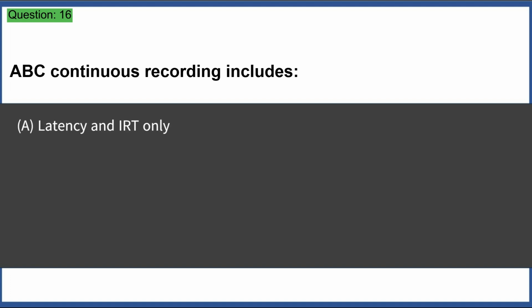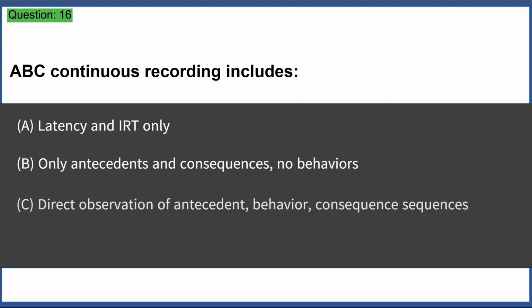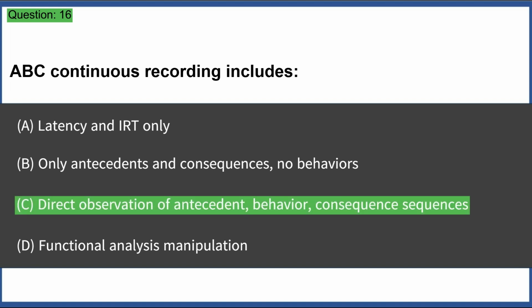ABC continuous recording includes A. Latency and IRT only. B. Only antecedents and consequences, no behaviors. C. Direct observation of antecedent, behavior, consequence sequences. D. Functional analysis manipulation. Answer C. Documenting natural ABC relations continuously.